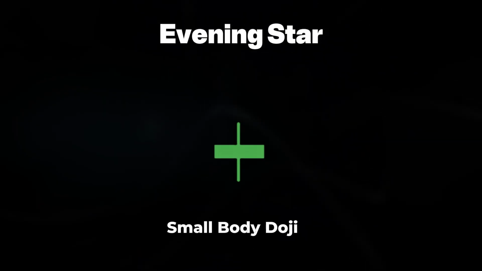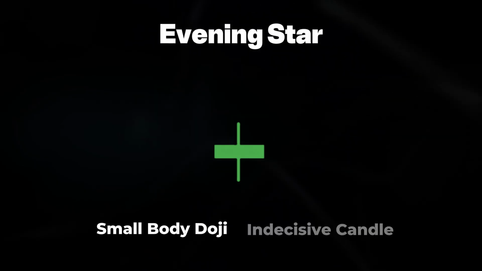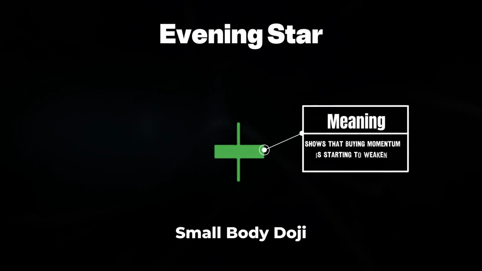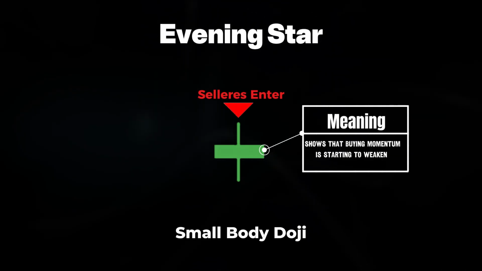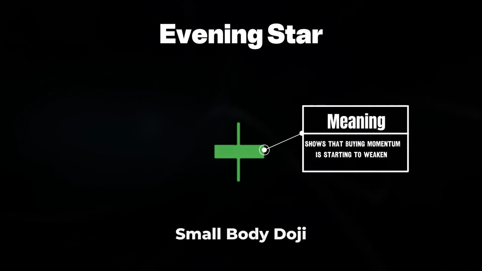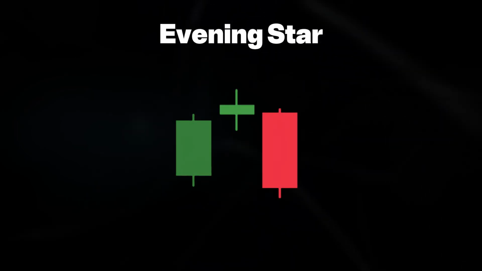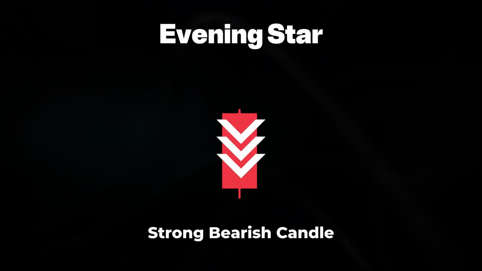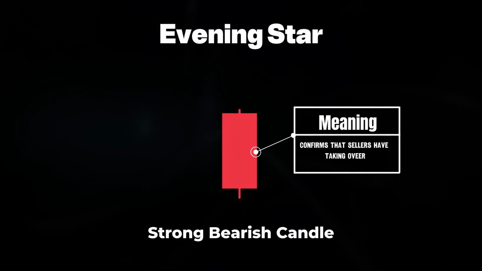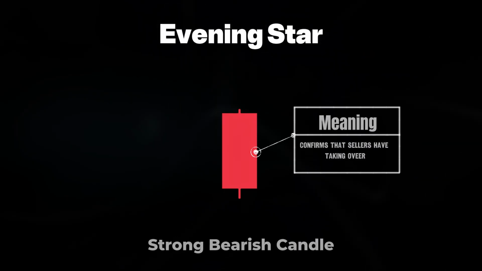Then comes the second candle, a small-bodied doji or indecisive candle. This shows that buying momentum is starting to weaken. Sellers are beginning to step in, but neither side has full control yet. Then comes the third candle, a strong bearish candle that drives price downward. This candle confirms that sellers have taken over.